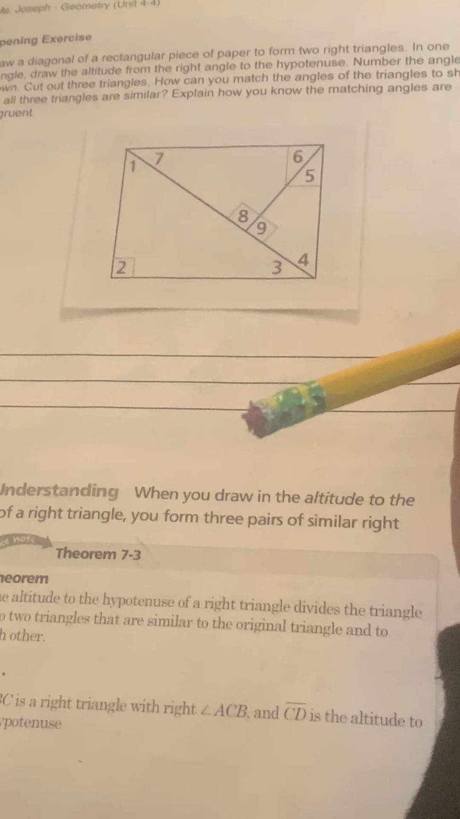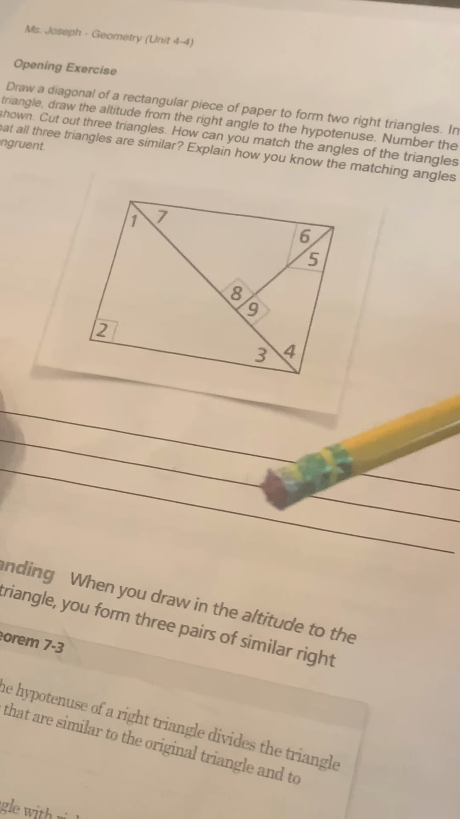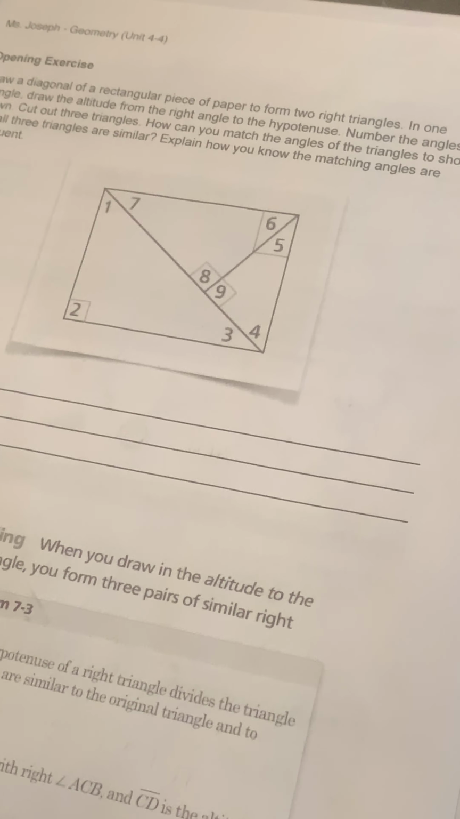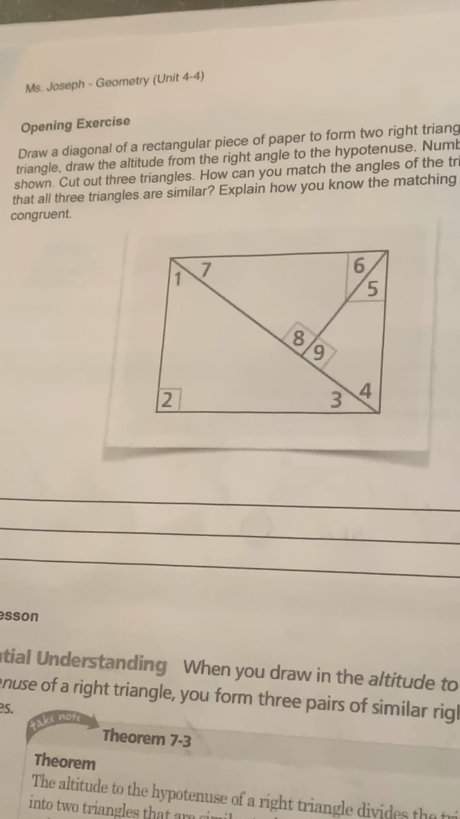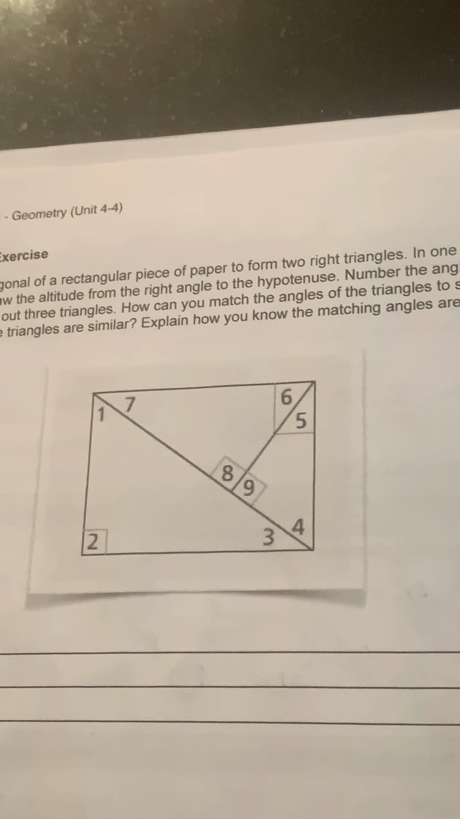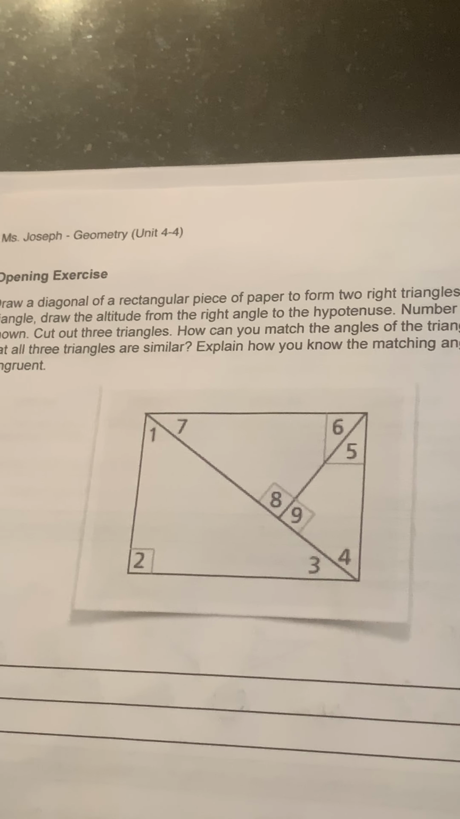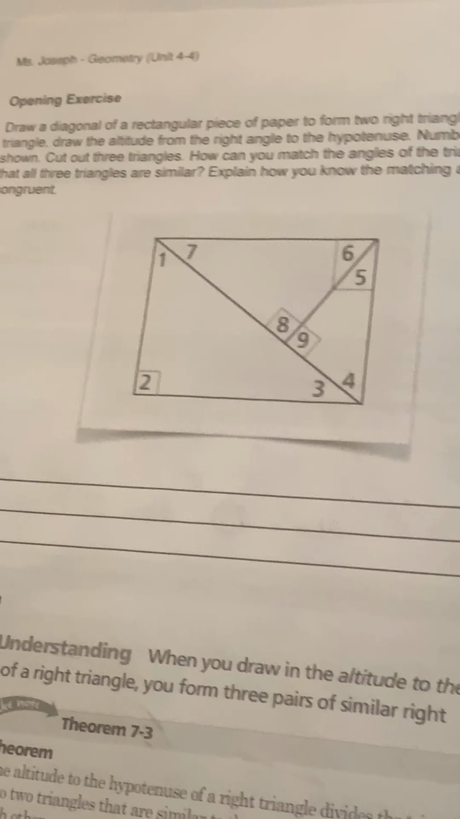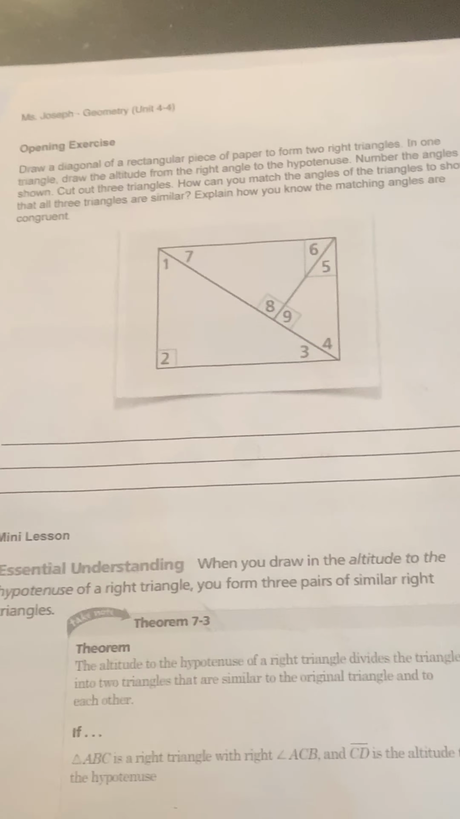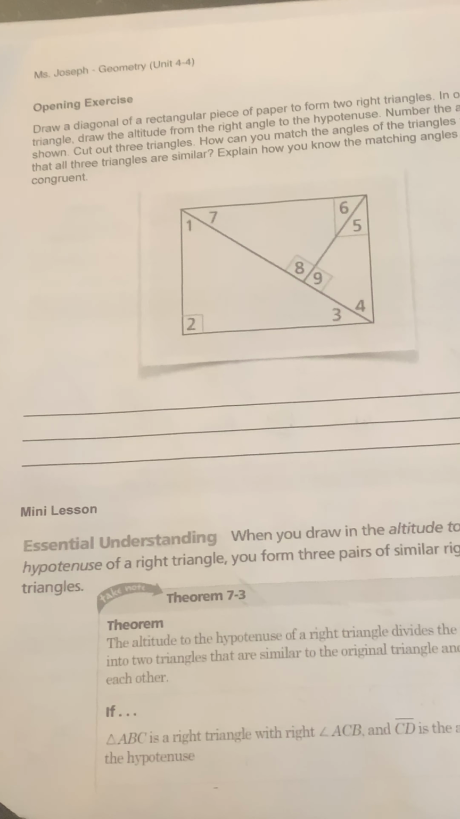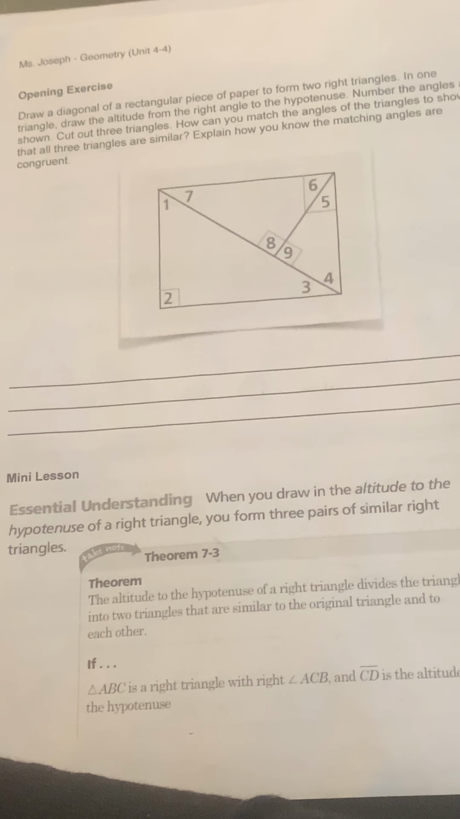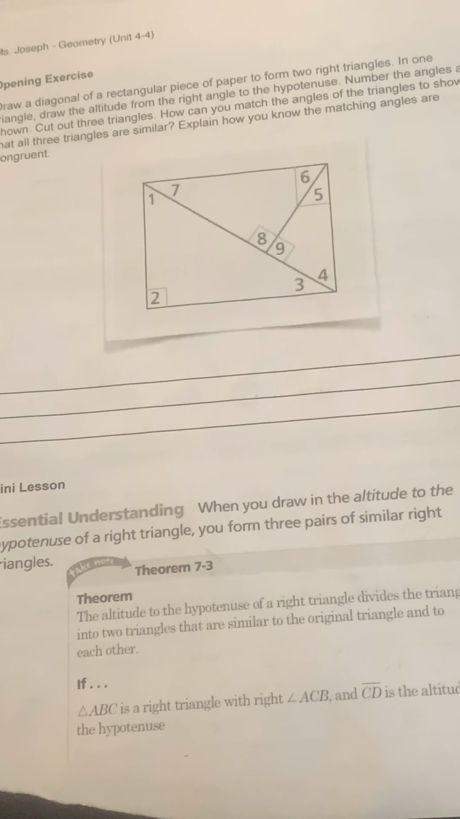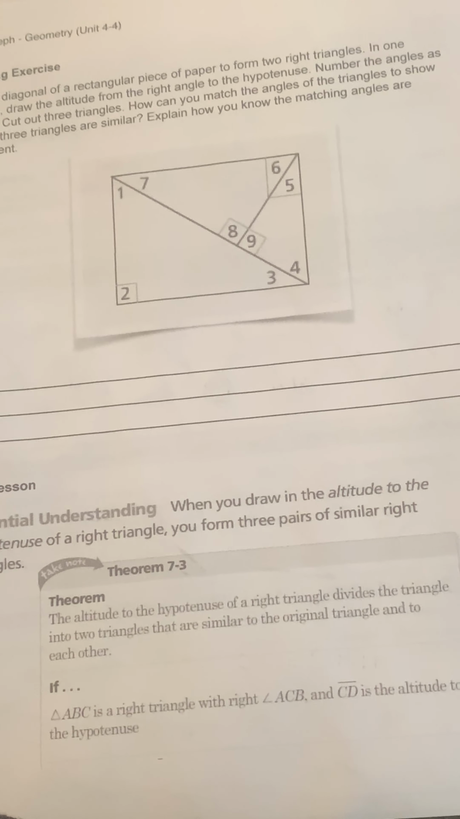Okay, so now I just wanted to go over this opening exercise really briefly. Your job was to draw a diagonal of a rectangular piece of paper to form two right triangles. In one triangle, draw the altitude from the right angle to the hypotenuse. Number the angles as shown. Cut out 3 triangles. How can you match the angles of the triangles to show that all 3 triangles are similar? Explain how you know the matching angles are congruent.